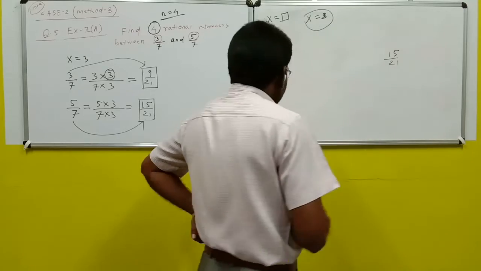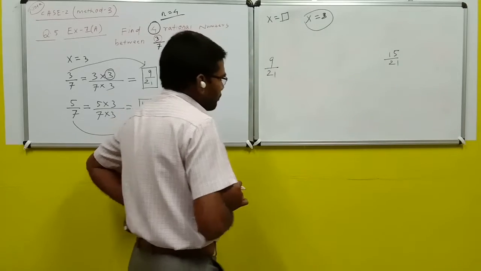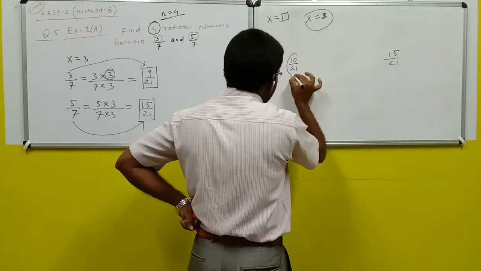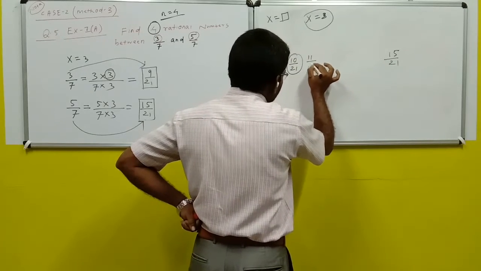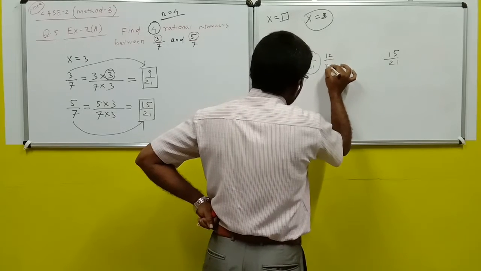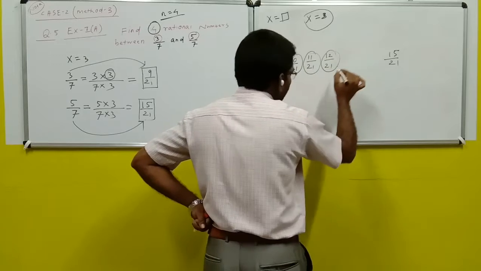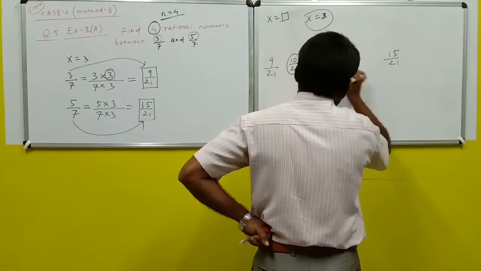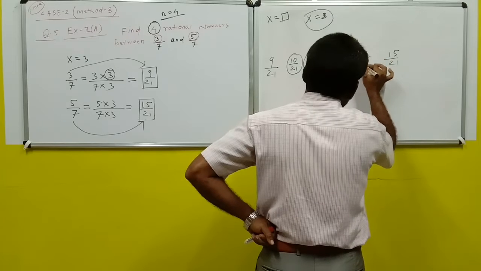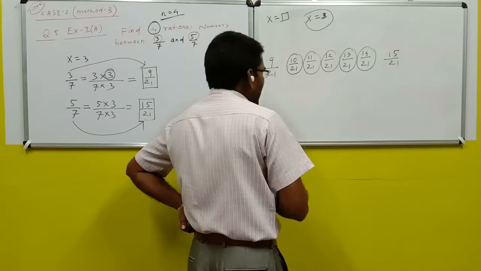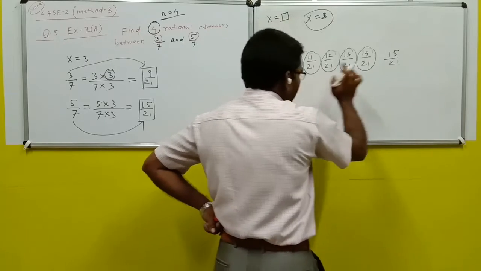Now you have got the rational number 10 by 21. It is the first rational number. Then 11 by 21, it is the second rational number. Then 12 by 21, it is the third rational number. Then 13 by 21, it is the fourth rational number. And then 14 by 21, it is the fifth rational number. So you have already got 5 rational numbers between 9 by 21 and 15 by 21.